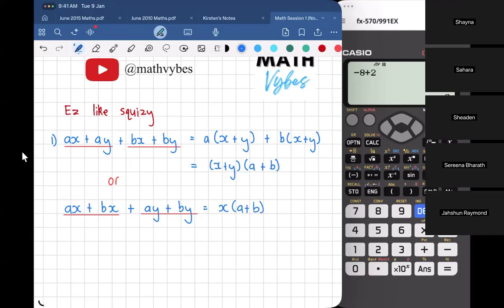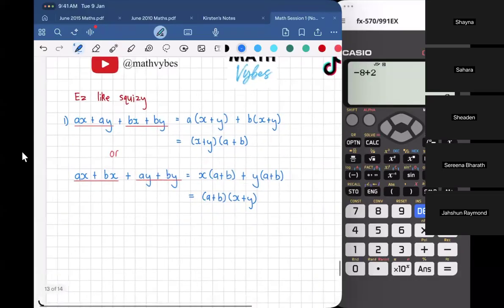Then I'm gonna write back the plus sign that was in the middle. Then I'm gonna pull out Y. If I pull out Y, I'm gonna end up with A plus B again. I think you see where we're going with this, right? So tell me what you write. You can write A plus B and then X plus Y. Excellent.